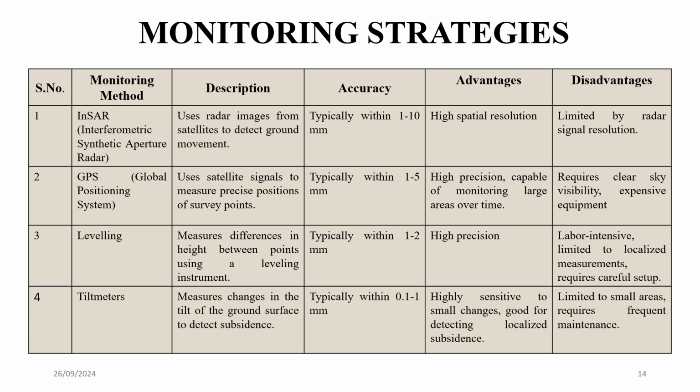The fourth technique is tilt meters. It measures change in the tilt of the ground surface to detect subsidence. The accuracy ranges within 0.1 to 1 mm. The advantage is it is highly sensitive to small changes, good for detecting localized subsidence, whereas the disadvantages are that it is limited to small areas and requires frequent maintenance.